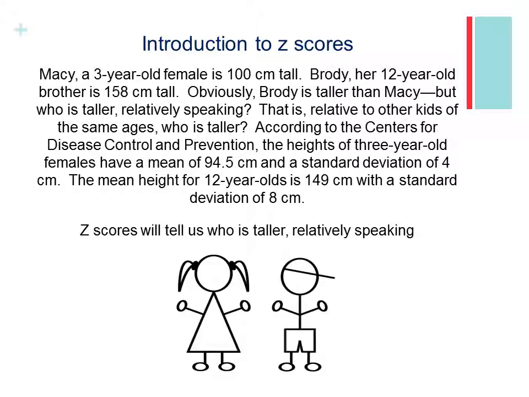According to the Centers for Disease Control and Prevention, the heights of 3-year-old females have a mean of 94.5 and a standard deviation of 4. So remember, standard deviation is your average distance from the mean. The mean height for 12-year-olds is 149 centimeters with a standard deviation of 8, relatively speaking. Ooh, let's take a look at that. That's interesting, though. Clearly, 3-year-olds have much less variability than 12-year-olds. Okay, so z-scores, what they'll do is they'll tell us who's taller, relatively speaking.